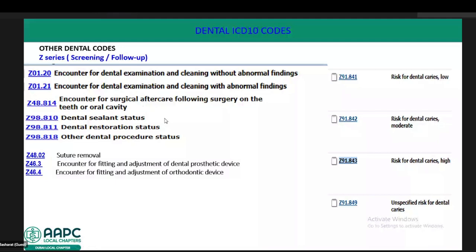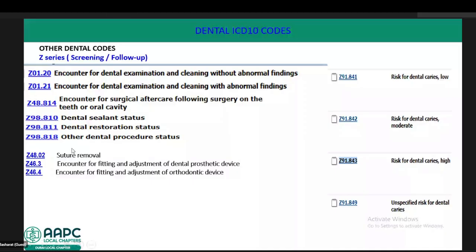Then we have the status codes for dental restoration and sealants. For this code Z98.11, there is no need to assign it if the patient already has another code. For example, the patient has a fracture restoration. Fracture restoration itself says that the patient already has a restoration, like he had a filling. So at that time there is no need to assign this code. Only the K series code, K08.531 or 530, will itself say that the patient has a restoration. So there is no need to assign this one.